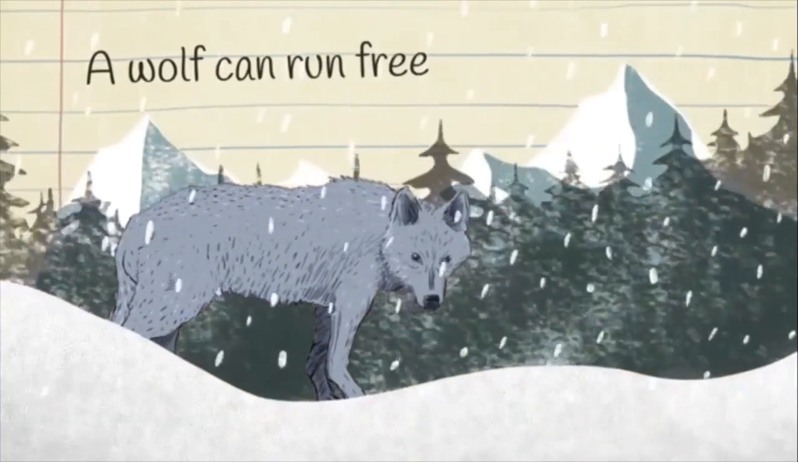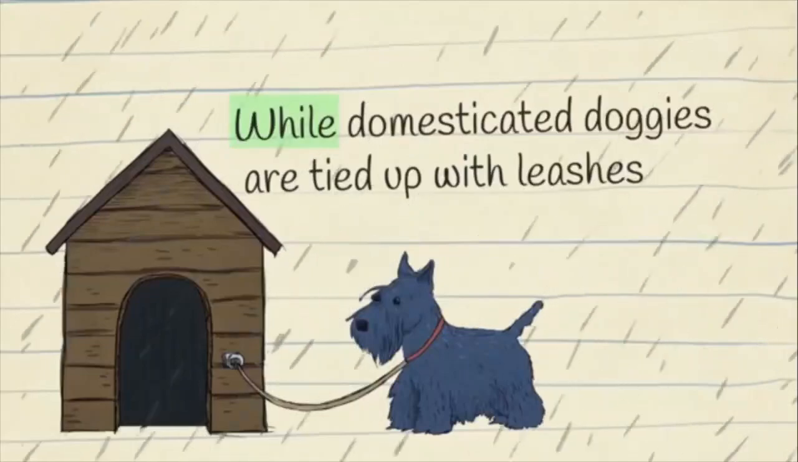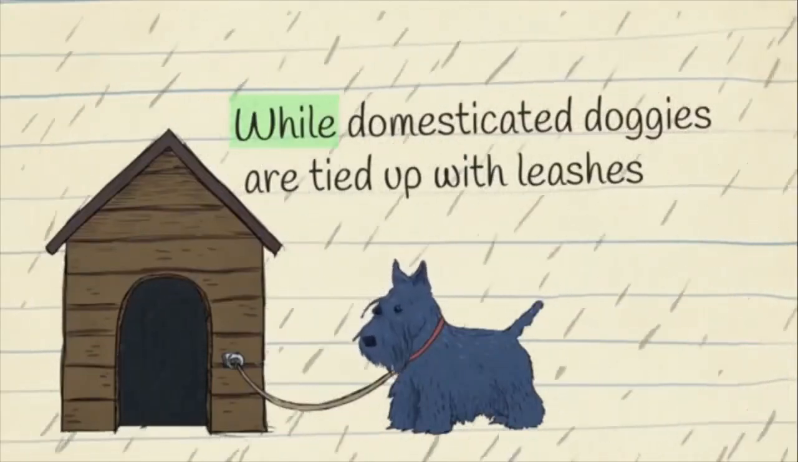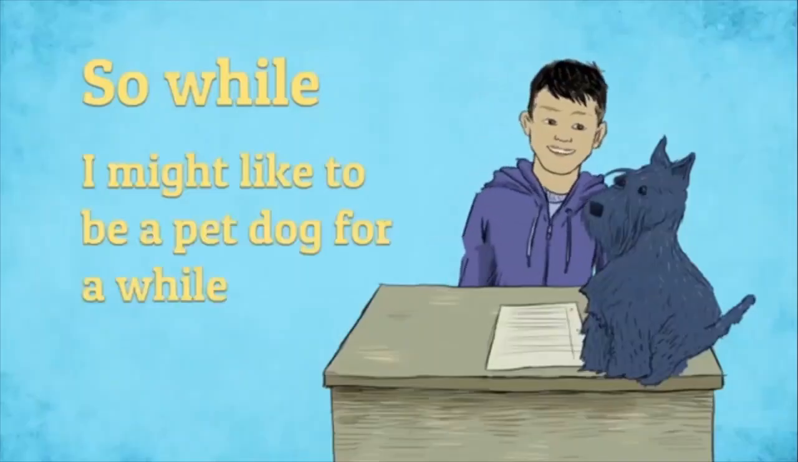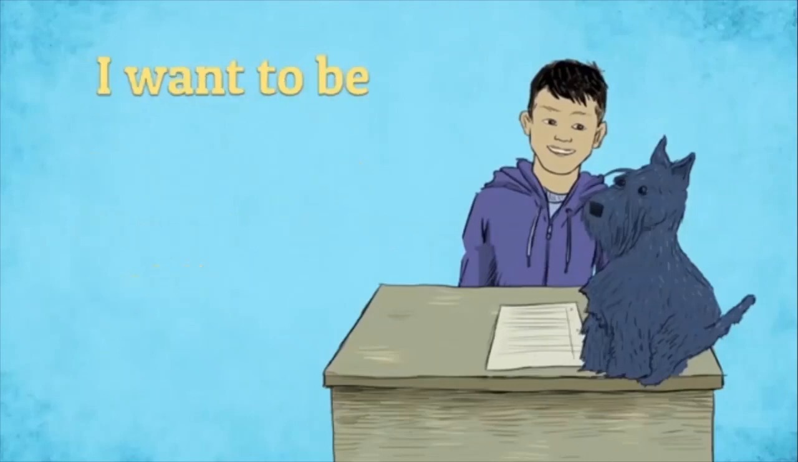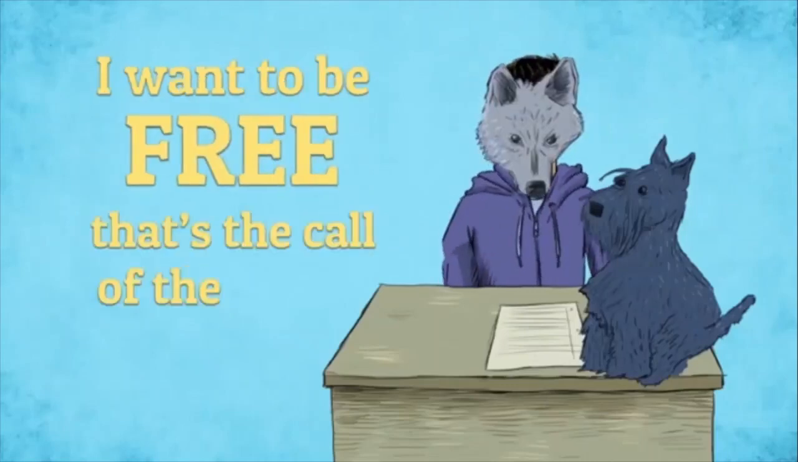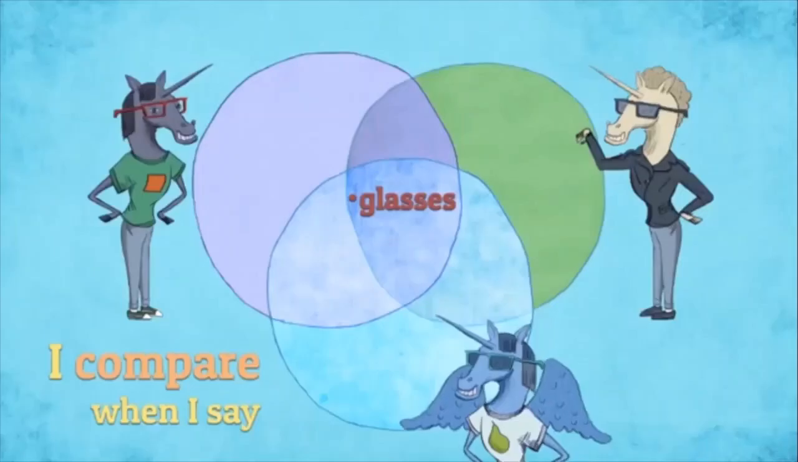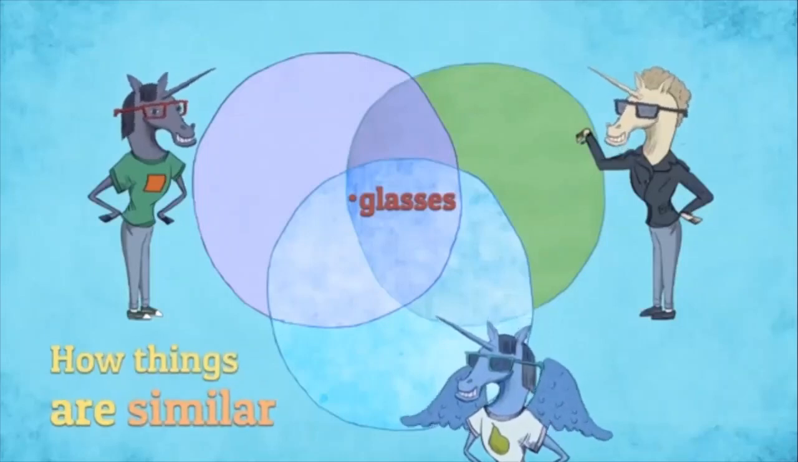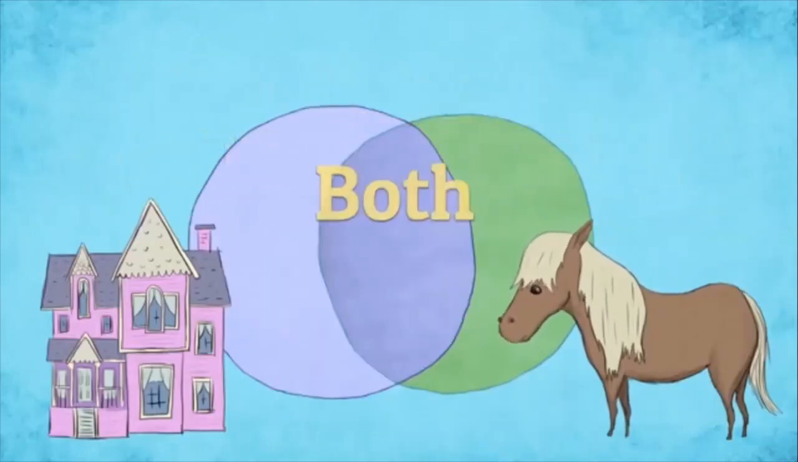A wolf can run free, do anything it pleases, while domesticated doggies are tied up with leashes. So while I might like to be a pet dog for a while, I want to be free. That's the call of the wild. I'm a wolf. I compare when I say how things are similar, like dollhouses and ponies, both miniature.